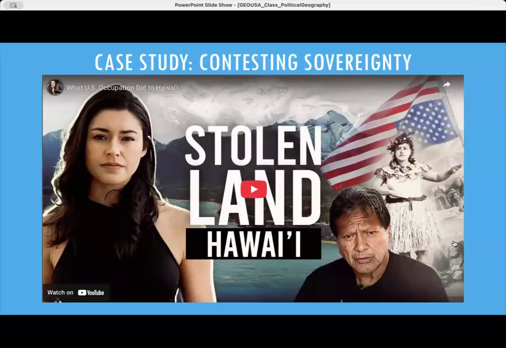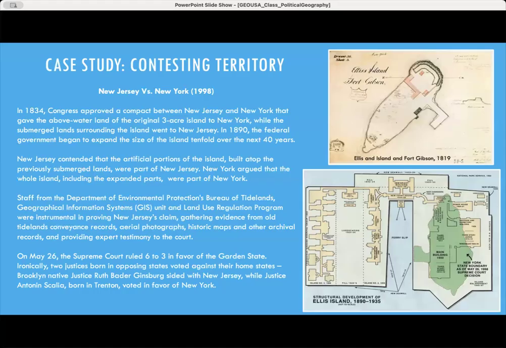So New Jersey begins to contest this territory, and contends that the artificial portions of the island, built on top of the previously submerged lands, and the original Ellis Island and Fort Gibson, were technically also part of New Jersey. New York, in turn, argued that the whole island, including the expanded parts, was part of New York.